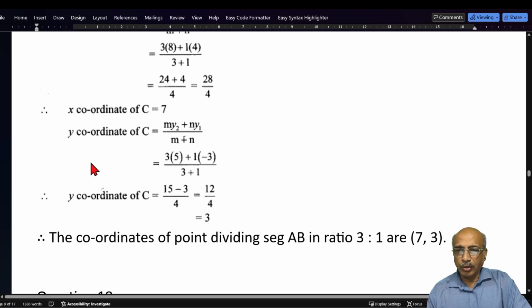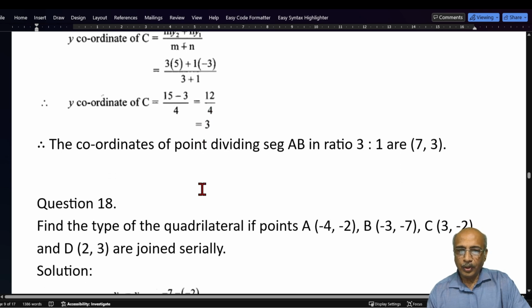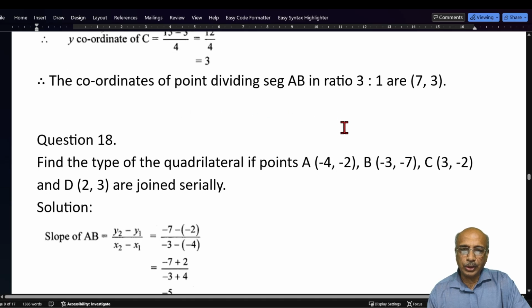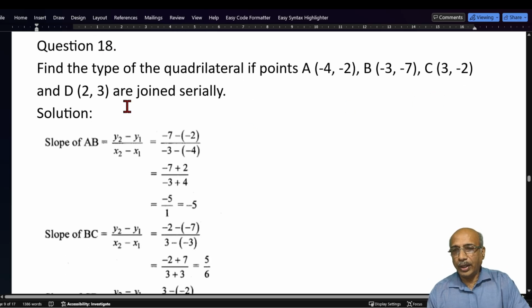Y coordinate of C, substituting the values in the section formula, you will get the y coordinate of C equals 12 by 4, that is 3. The coordinates of the point dividing segment AB in the ratio 3:1 are 7 and 3. 18th problem: find the type of quadrilateral if points A, B, C and D are joined serially.